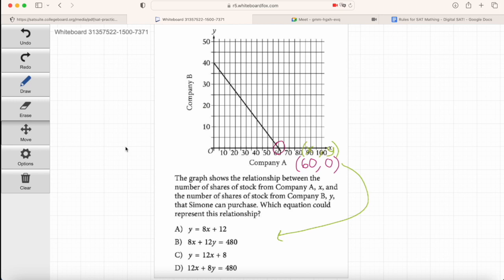Look at answer choice A. Does it give us a true statement for those values? No, it doesn't. What about answer choice B? You can use that calculator. Yes, it does, doesn't it? Because we get 480 plus 0 equals 480. That's true. Keep it. I don't know if it's the right answer yet, but we're going to keep it.